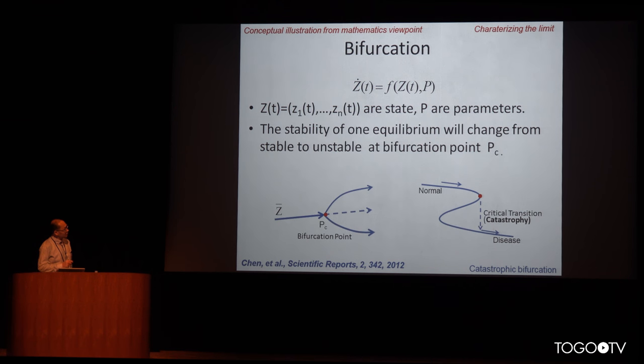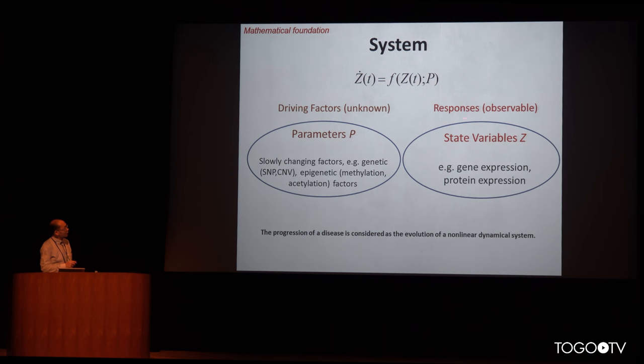The model is another model. We consider a biological system as a nonlinear dynamic system, controlled by differential equations. So we have variable z. Z holds the observable variables, like gene expression, which means 20,000 variables for genes. If we consider protein, maybe another 30,000. So any observable data is a variable, z. Any unknown parameter is considered as a p, like a mutation we don't know, or some external pressure, like PM 2.5, which is unknown for us, so it's a p.